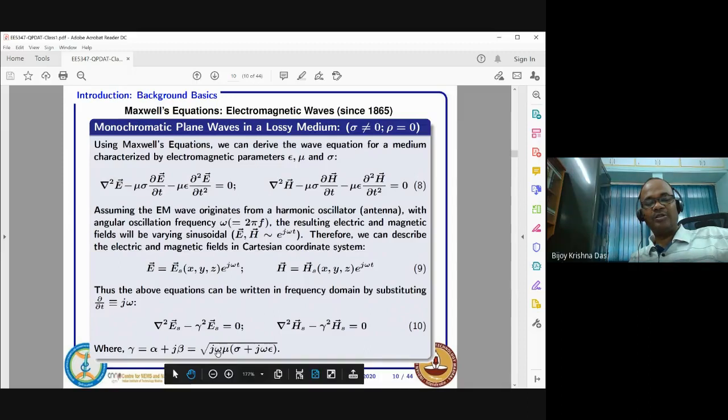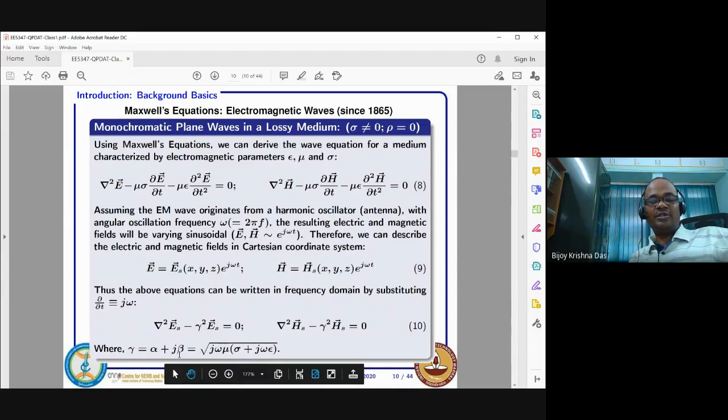Just follow this equation. Sigma equal to 0 and mu equal to mu 0. Sigma equal to 0 means you are getting j times j, minus j times j means you will get j outside. And omega times omega, omega square, outside omega. And mu 0 times epsilon 0, if you put epsilon as epsilon 0 epsilon R, will come out as 1 by c. So omega by c, and within the square root, what will be left over? Epsilon R.